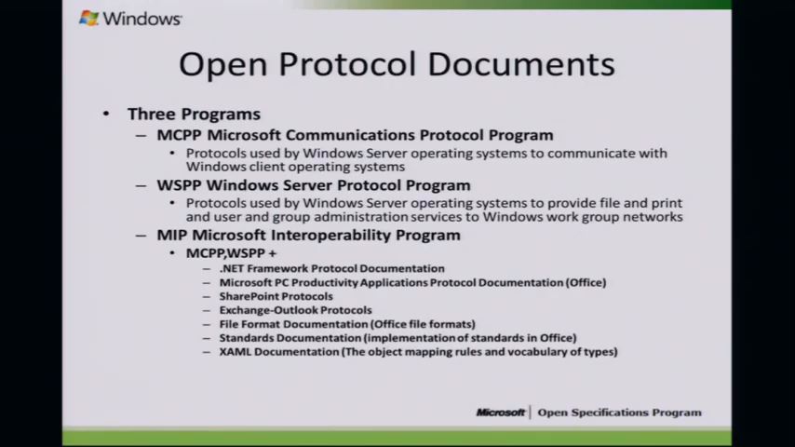So, open protocol documents. Microsoft, for being a bad boy a few years back, got a bit hand-slapped in Europe and in America. The hand-slapping in America is officially called MCPP, which is essentially client-to-server protocols. The hand-slapping in Europe was called WSPP, Windows Server Protocol Program. Okay. And when I say hand-slapping, basically they did a lot of things wrong, and the remedy was to publish these documents. So we were obliged to publish the client-server protocol documents and the Windows Server Protocol documents.